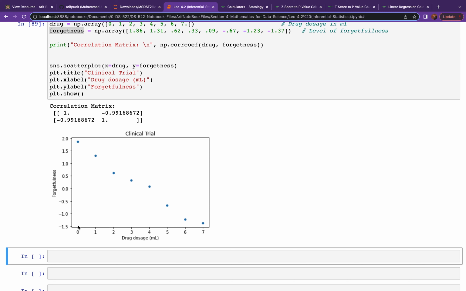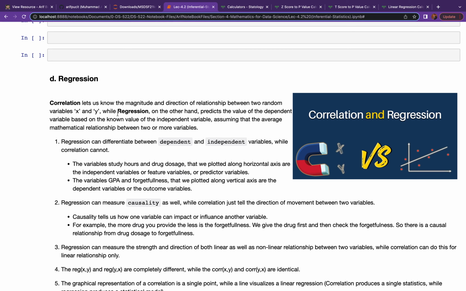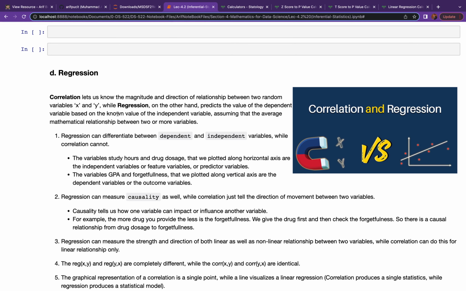If we give, let's suppose, around 0 ml of drug, the forgetfulness level is around 2.0, and if we give, let's suppose, 6 ml of drug to the patient, the level is around 1.2 or 1.3. I hope this negative correlation is clear to you, and do note the negative correlation coefficient. Great. My dear students, these are the topics that I think I have discussed in the previous session as well, so I have quickly brushed them up.